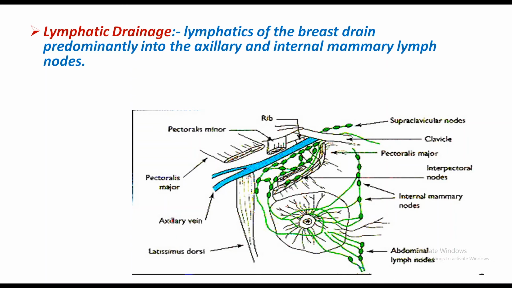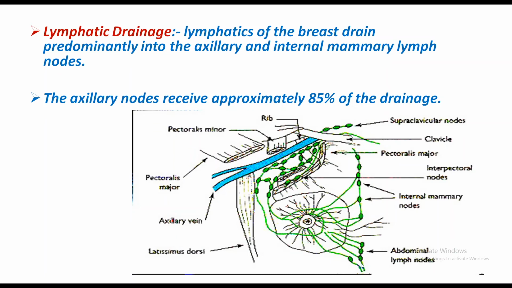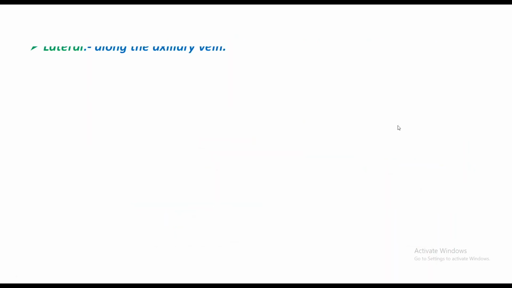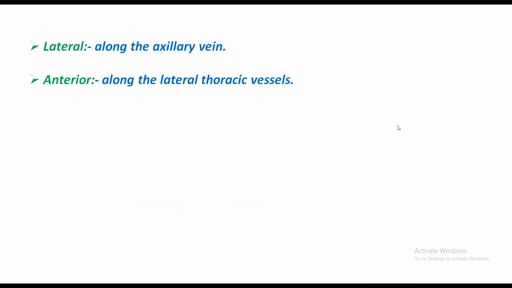Let us define lymphatic drainage. So lymphatics of the breast drain predominantly into the axillary and internal mammary lymph nodes. So these are axillary, these are internal mammary lymph nodes. Now the axillary nodes receive approximately 85% of drainage, which can be seen through the diagram. Now there are many classifications, or these are divided into many groups.